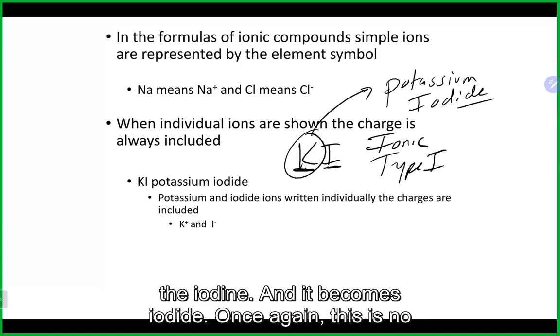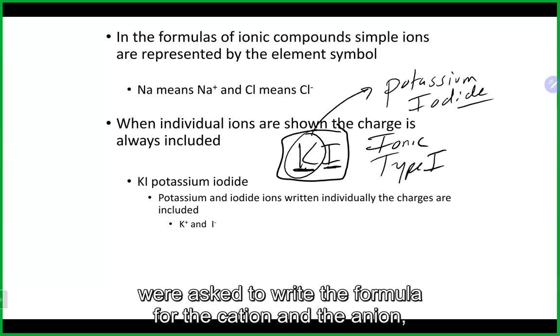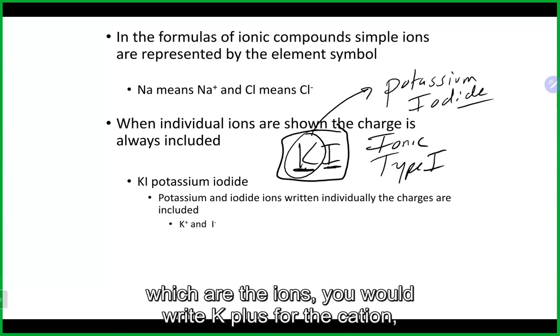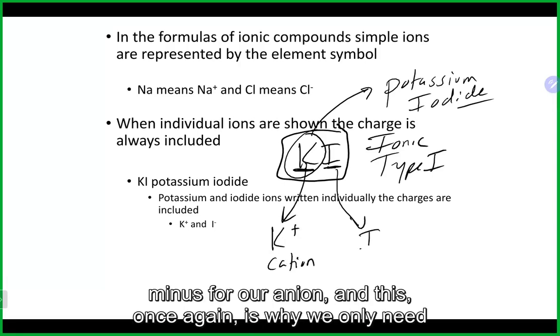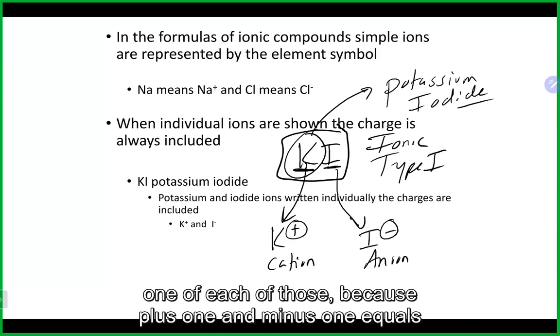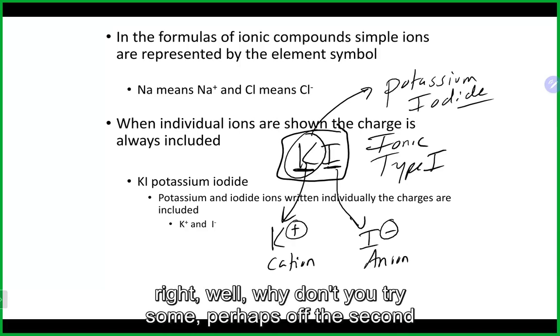Once again, there is no charge on the compound when they are put together, but if you were asked to write the formula for the cation and the anion, which are the ions, you would write K plus for the cation and I minus for our anion. And this, once again, is why we only need one of each of those, because plus 1 and minus 1 equals 0 in this case. Any questions on up there?